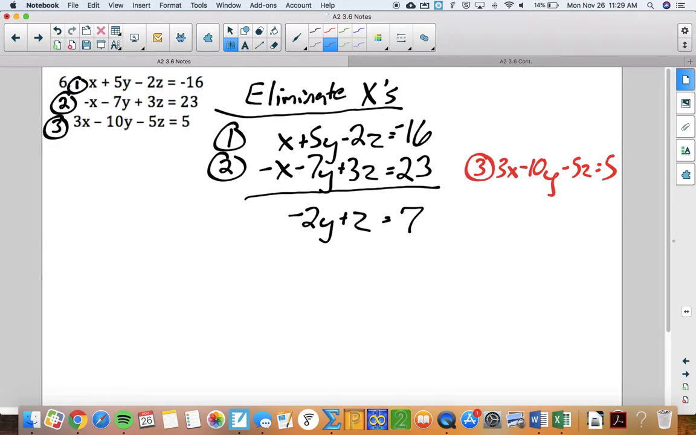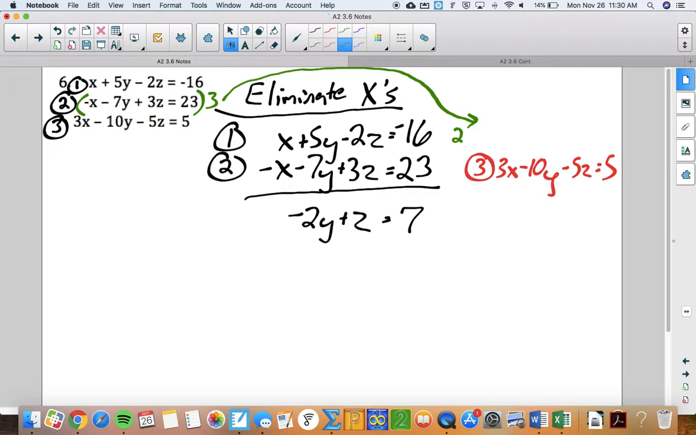So the opposite of 3x, because I have to get rid of the x's, so what I need up here is a negative 3x. So honestly, folks, I'm going to use equation number 2. Yes, it has a negative x, and I want it to be a negative 3x. So I'm going to take that equation and triple it. I'm going to multiply everything in that equation by 3.